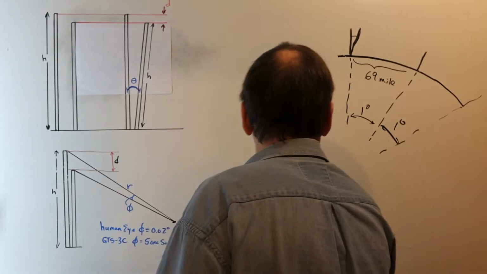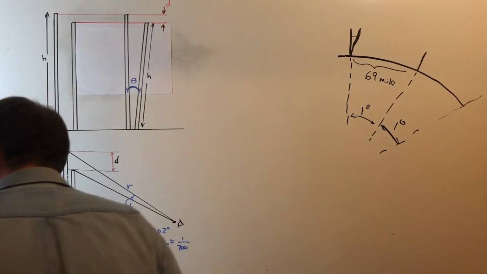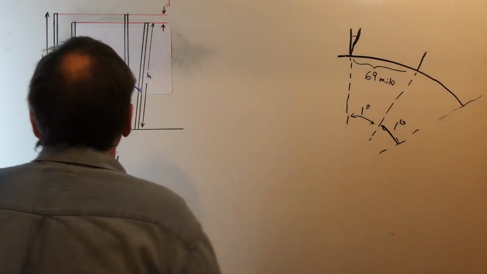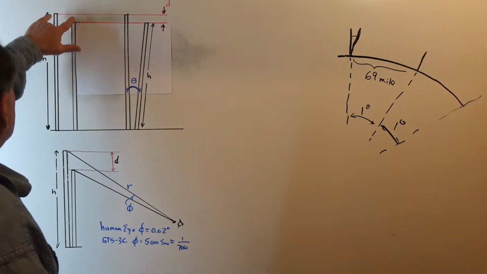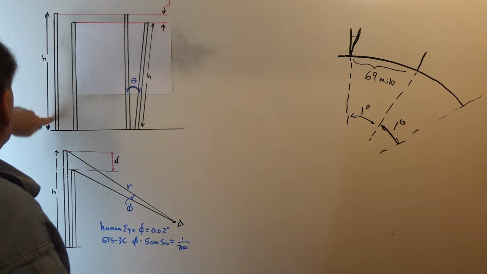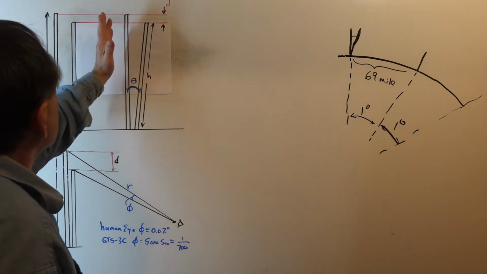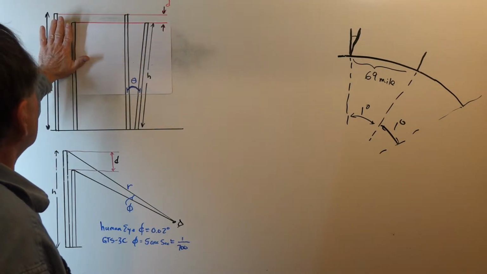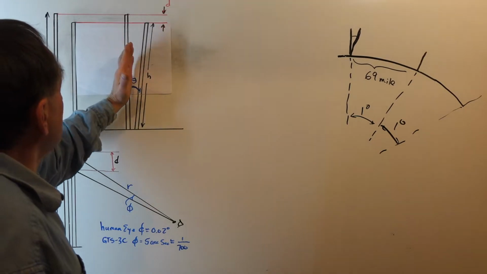The theory on this is as follows. Here, say we have two poles side by side. One is vertical and one is tilted. As we can see, here's the front end view, here's the side view.